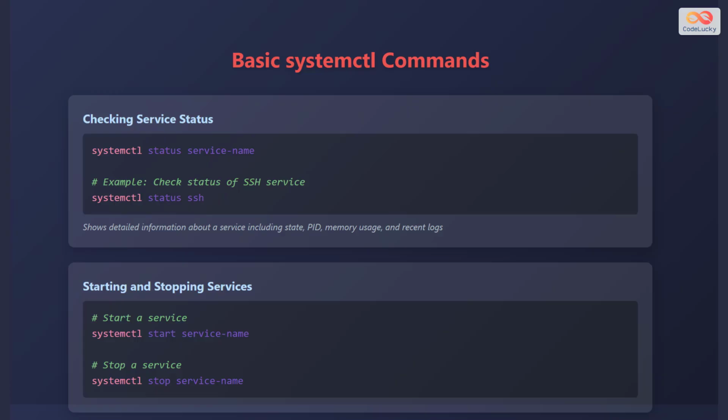Next, starting and stopping services. To start a service, use the command systemctl start, followed by the service name. To stop a service, use the command systemctl stop, followed by the service name.